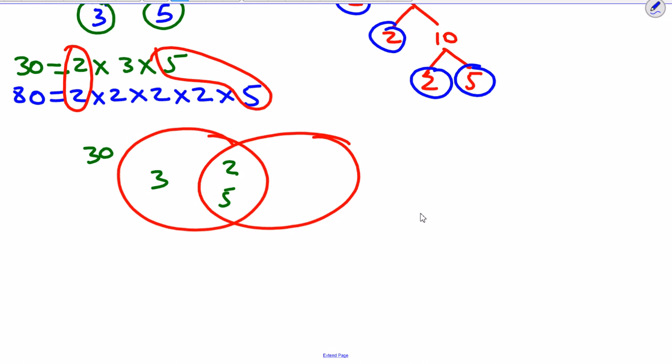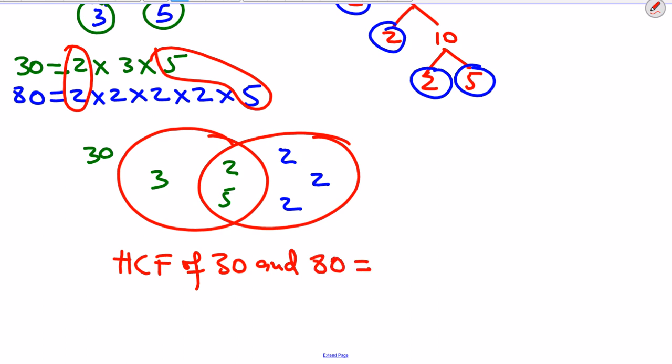Just in 80 we have 2, 2, and 2. So the highest common factor of 30 and 80 will be, we multiply the numbers that are in both. Those numbers are in both 30 and 80. This is 80. It's 2 and 5, so we multiply 2 and 5 to get our highest common factor, which is 10.